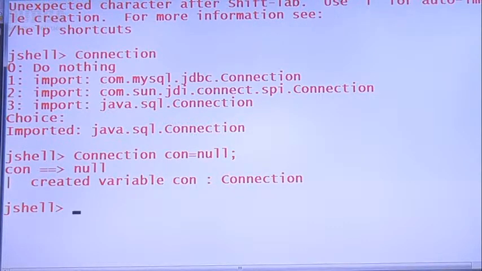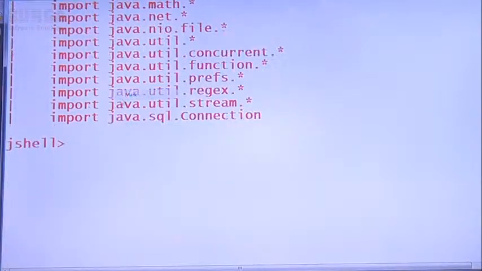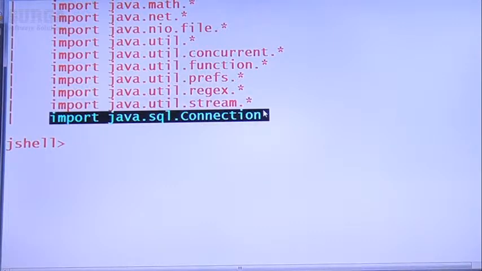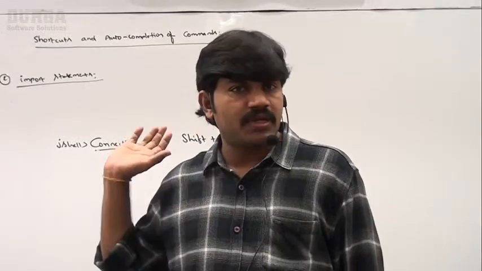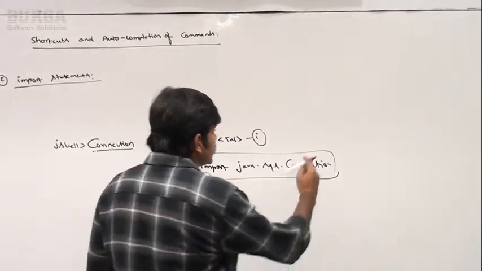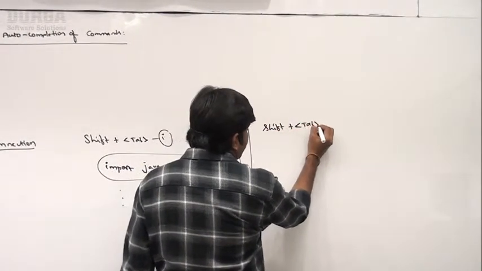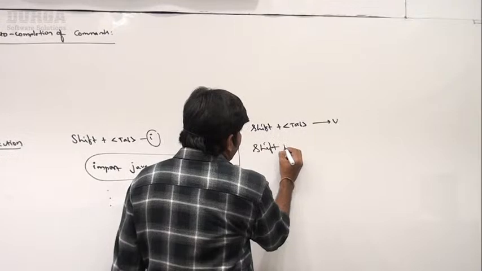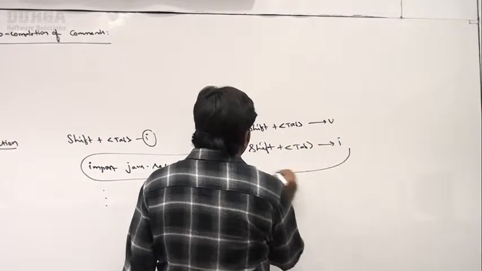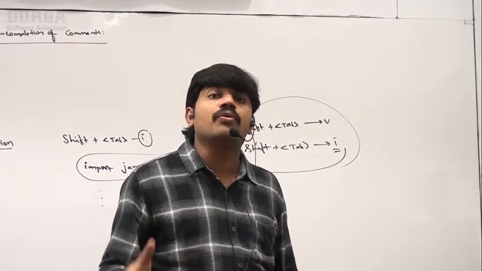Now let me cross check. Now the import statements, are they really generated or not? Yes, man. Now observe. The last import statement automatically got generated. Are you getting? This shortcut is nothing but auto import. Auto variable creation, auto import. Clear? Sir, what are the two shortcuts we have? Shift plus tab, followed by V, this is for variable creation. Next, shift tab I, this is for auto import. Clear up to this? These are the two shortcuts you have to be aware of first.